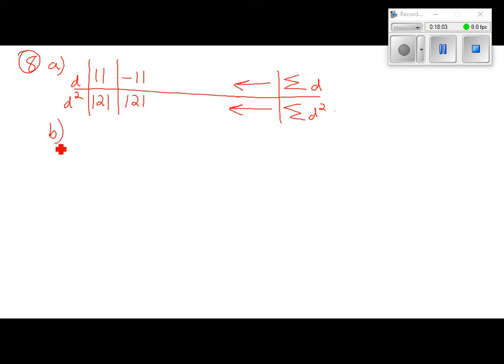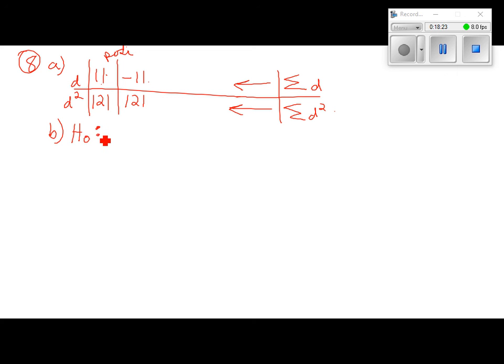So if they decreased, then our number here should be a positive. Like this first guy's, his decreased. The second guy's, his didn't. His went up.